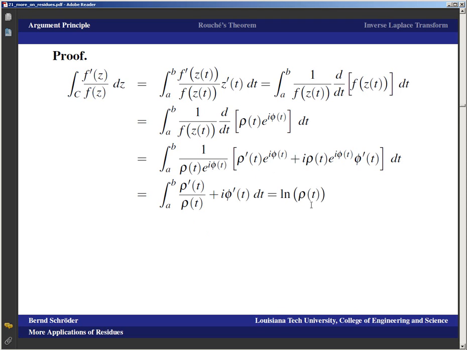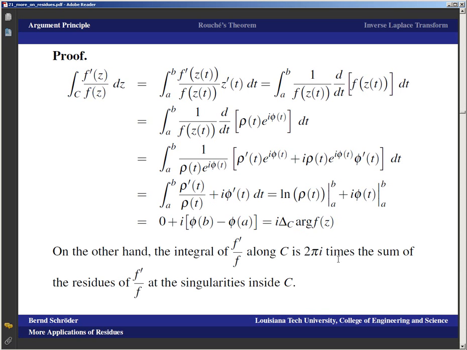And if I integrate that, I get ln rho of t in the bounds a and b plus i phi of t in the bounds a and b. And, well, the radius will be the same on both sides, so that'll be 0 plus i times phi of b minus phi of a. And phi of b is the phi 1 that we had, and phi of a is the phi 0 that we had. And so this is i times the delta c argument f of z.